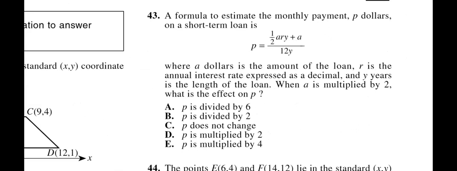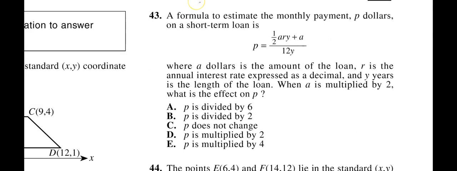Question 43. The formula to estimate the monthly payment P dollars on a short-term loan is given, where A dollars is the amount of the loan and R is the annual interest rate expressed as a decimal. Y is the years, the length of the loan. When A is multiplied by 2, what is the effect on P?